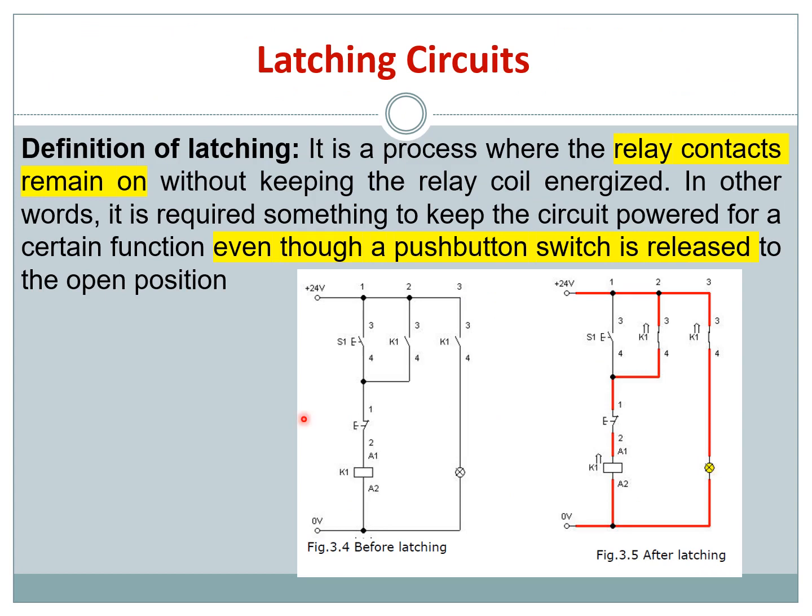Okay, so now we move to latching circuit. So what is latching? So you can see the definition here. Latching is actually a process where relay contact remains on without keeping the relay coil energized. So in other words, something is required to keep the circuit powered for a certain function, even though the push button switch is released to the open position. Okay, meaning, so you have a connection here.